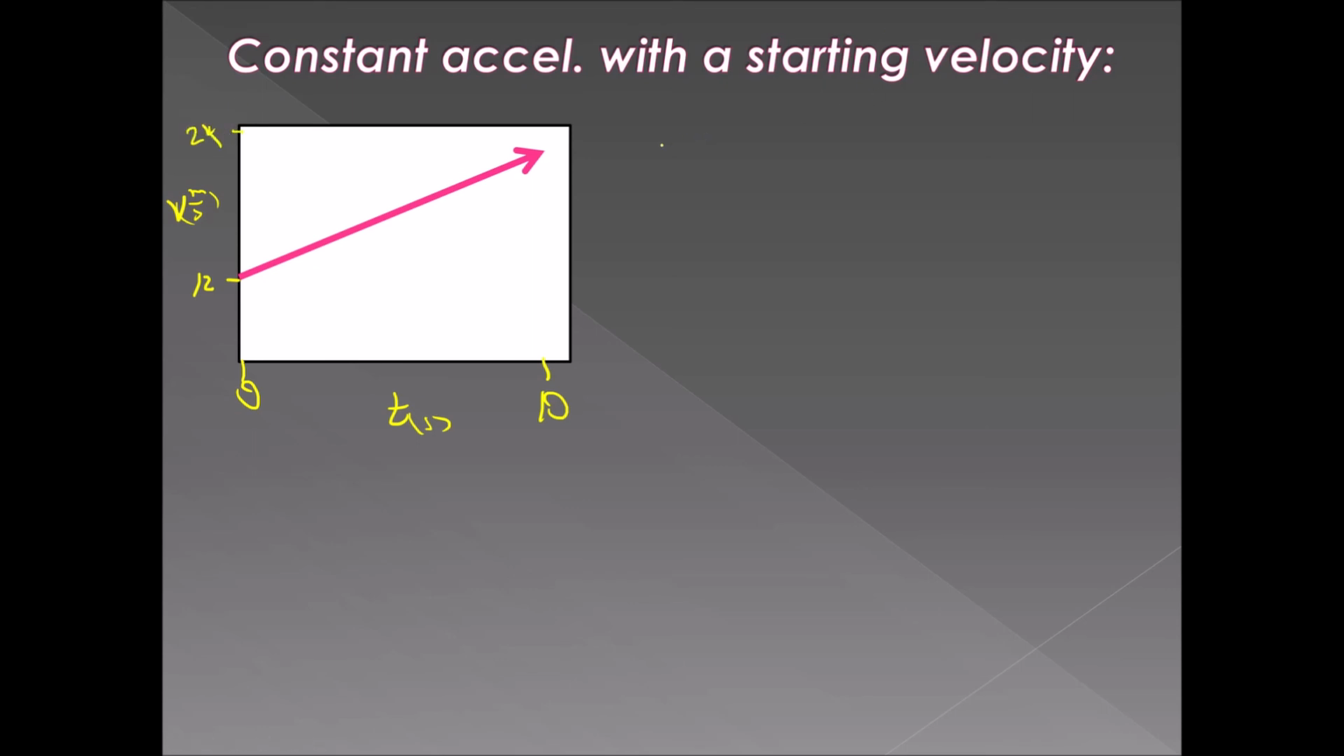So we know that a rectangle has an area of base times height. Well, in this case, we're going to have our initial velocity, which is 12, times our final time here, which is 10. So for the rectangle, we have our change in displacement equals initial velocity times our change in time.